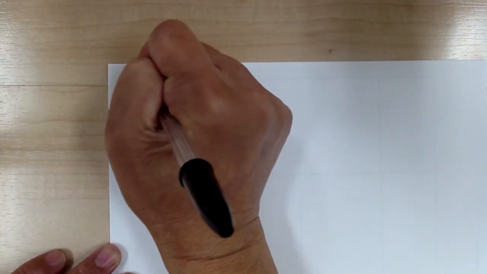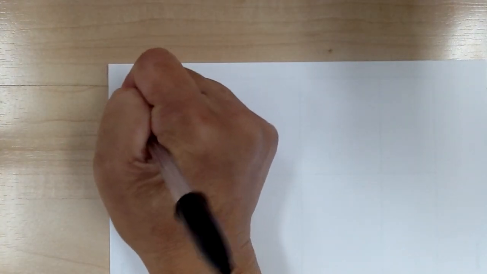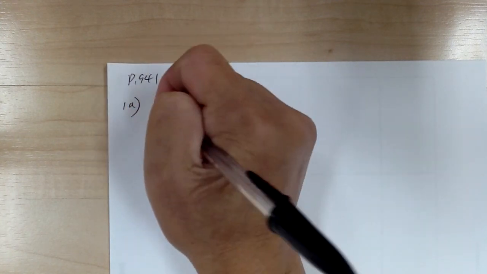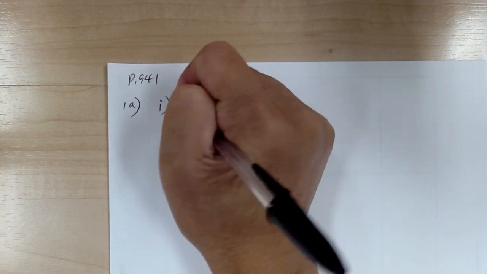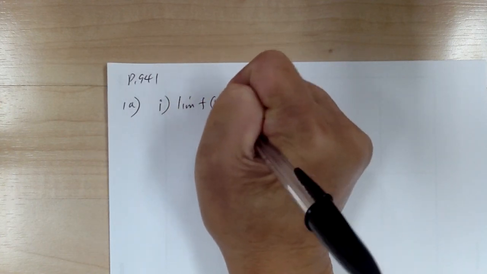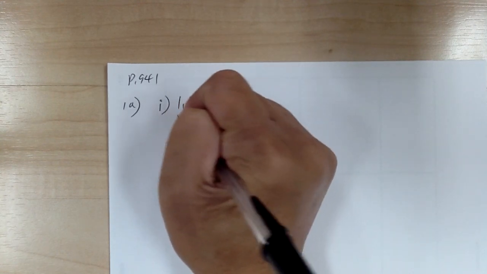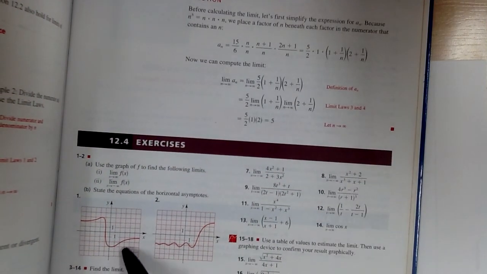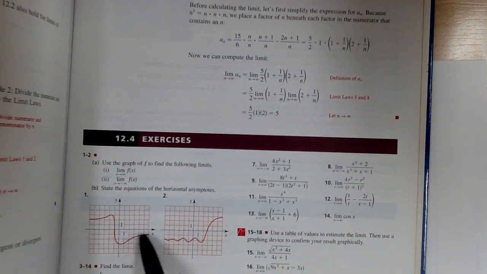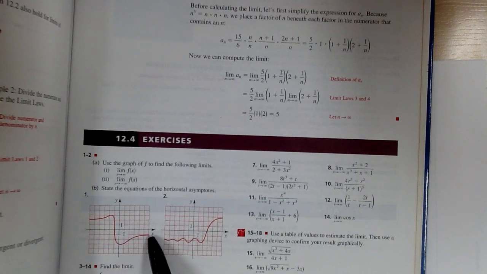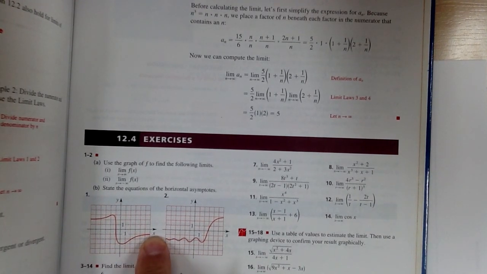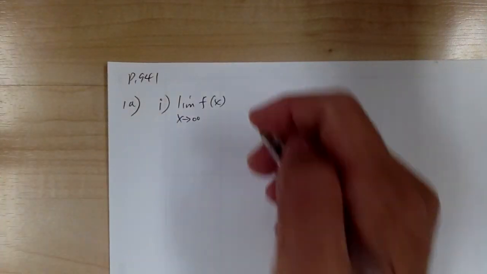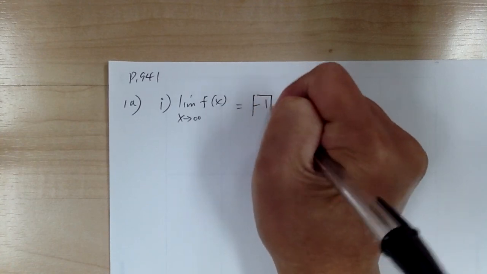Let's go to page 941 and start with 1A. So this one, you're using the graph to find the limit. For part I, you're looking for the limit of f of x as x approaches infinity. If you look at this graph over here, as it approaches infinity, the y approaches -1. So your limit would be -1. You can just look at this graph right over here, so this one would be equal to -1.